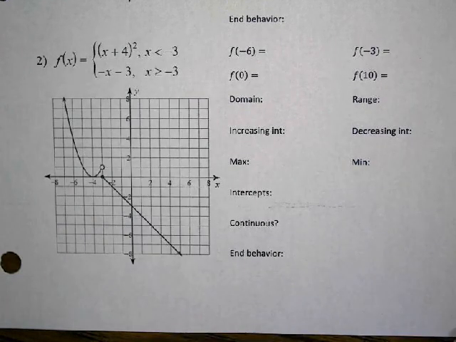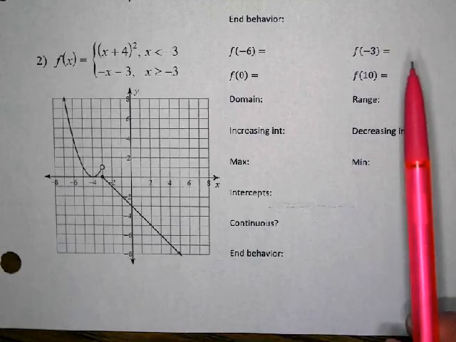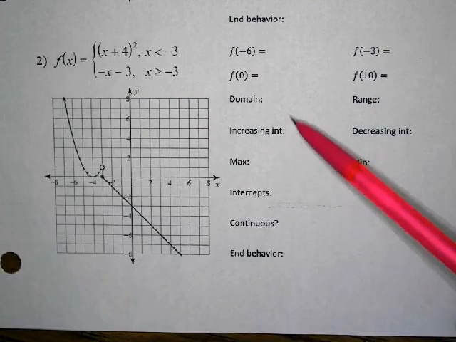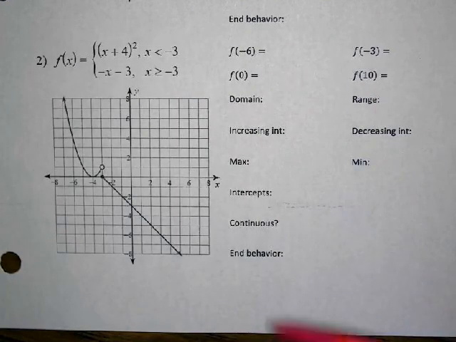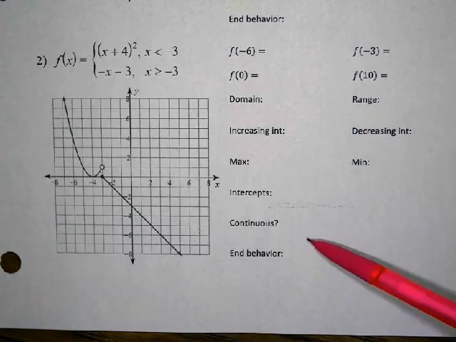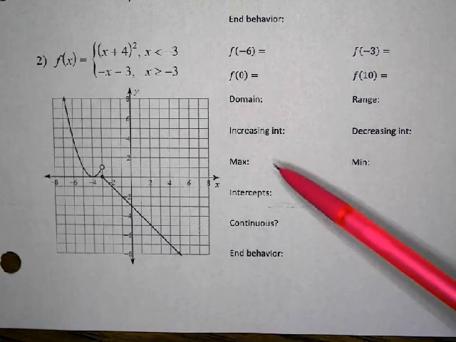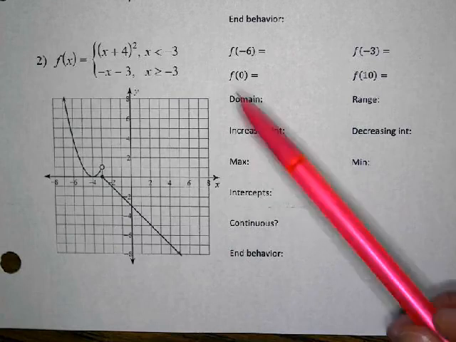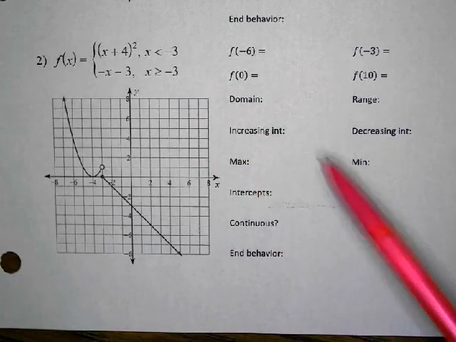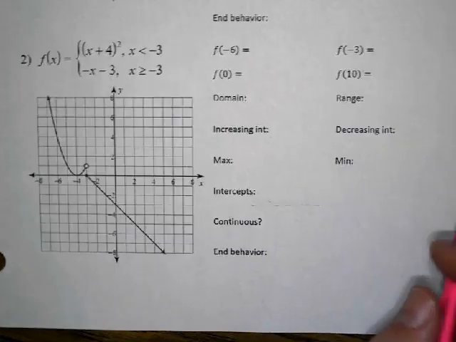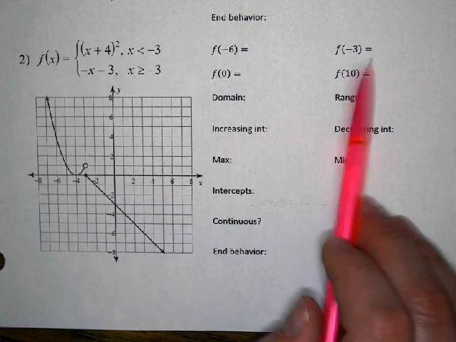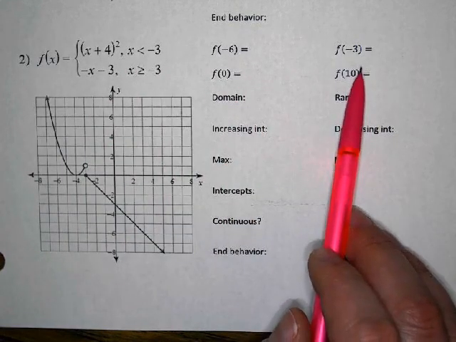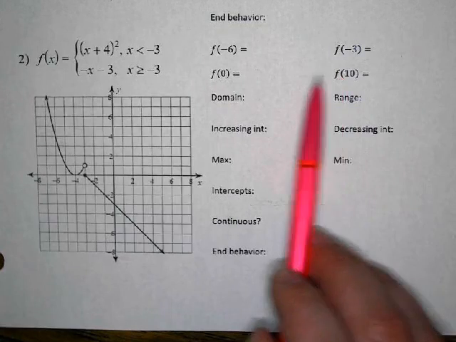Okay, are we ready? So I'm not going to ask you to do every single thing for each graph that we do. I'm going to pick out just a few things, but for the notes, we're going to do all of them, all right? So the first couple things that we're going to do is we're going to evaluate the function for specific values.